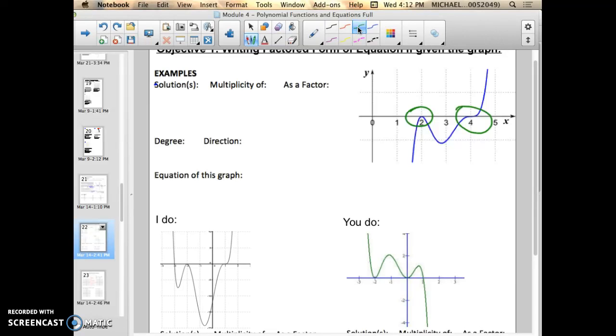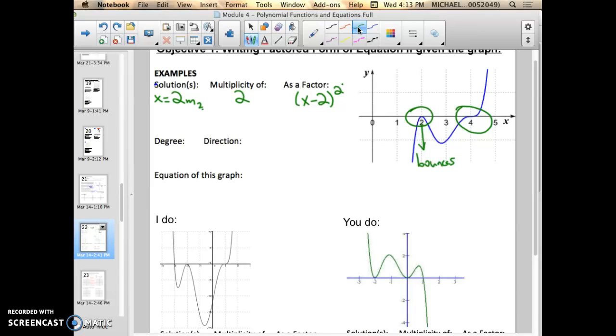This one looks a little different, and I'm going to talk about why, but we'll still approach it how we've done in the past. So I'm going to write x equals 2, the first one it hits. But again, it bounces, and so I know it has an even multiplicity, a multiplicity of 2, so I have to identify that. And I can write that there as well. So I identified the solution, I identified the multiplicity, and then as a factor I can write it as x minus 2 squared, because again, the multiplicity of 2 identifies the power in factored form. And so I've done the first solution.